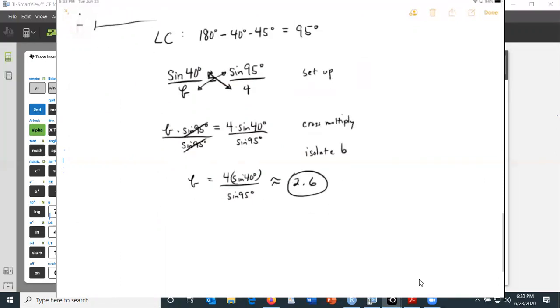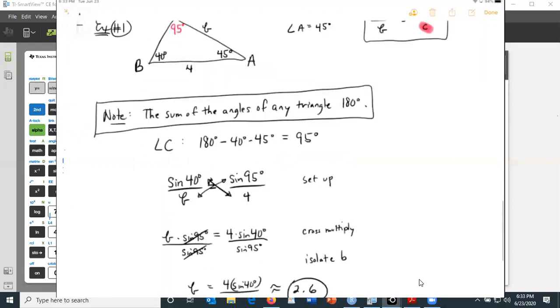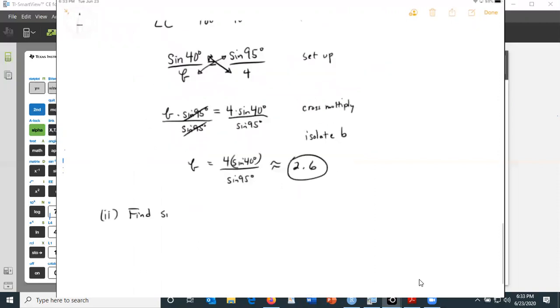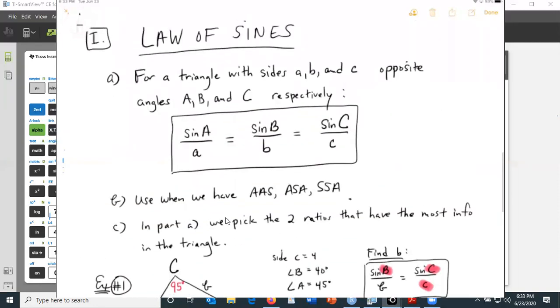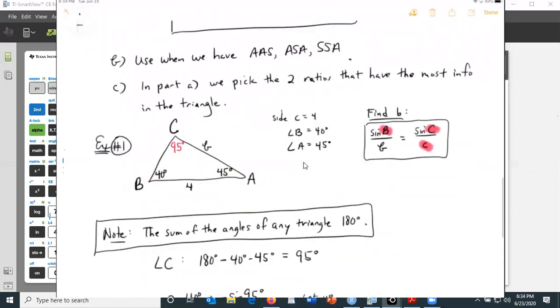All right, let's do a part 2. Now let's find side A. Using the law of sines, if you want to find side A, the first part of your equation has to have the A's. You got to have A in there somewhere. So we take that from our formula in the box here. You take this part, and then you choose one more where you know all the numbers.